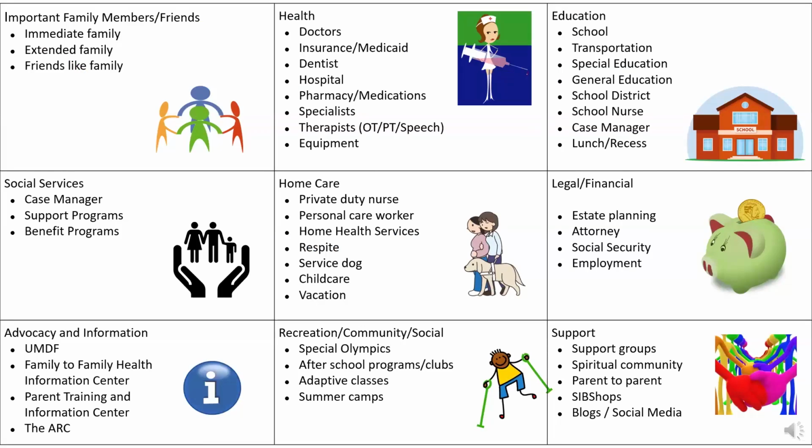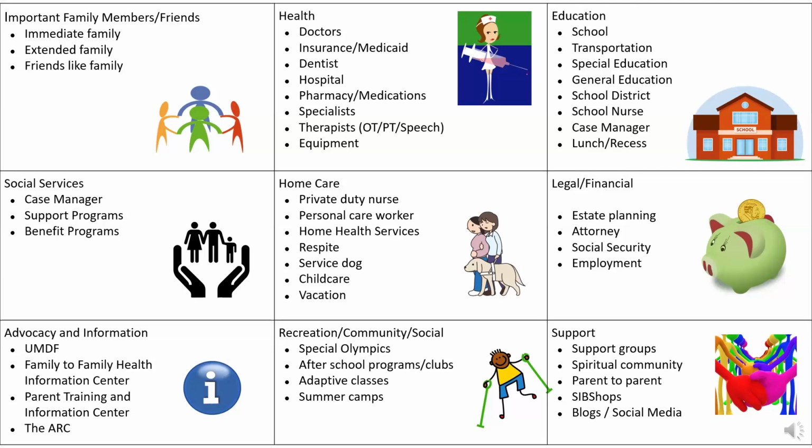So this is another handout that we have. This just shows some example categories and then some kind of subcategories that you might put under there. So going back to the template where you have you or your child in the center, and then you might have important family members and friends as one of those big categories branching off of the center. And you would put immediate family, extended family, friends like family, whatever feels comfortable to you.